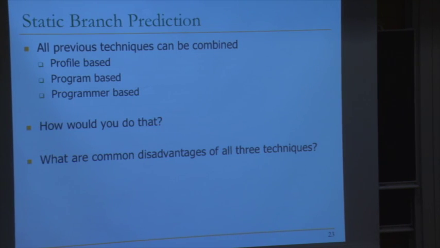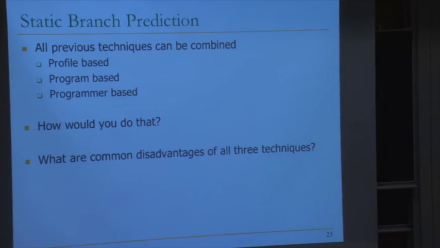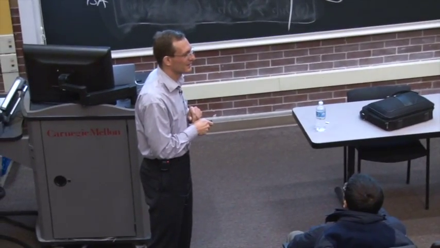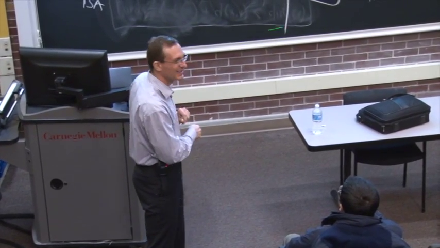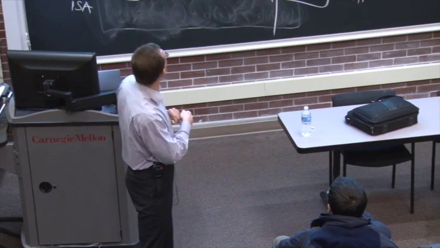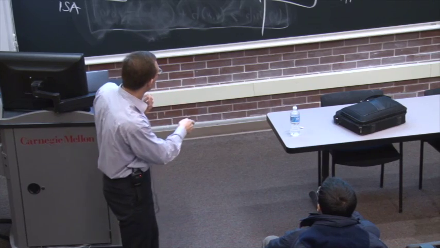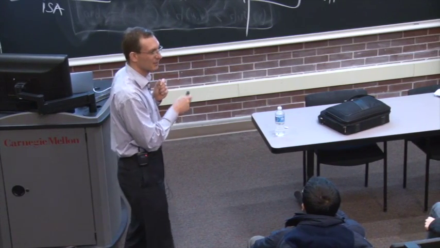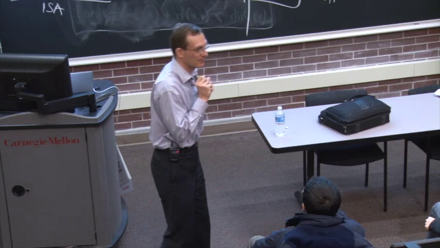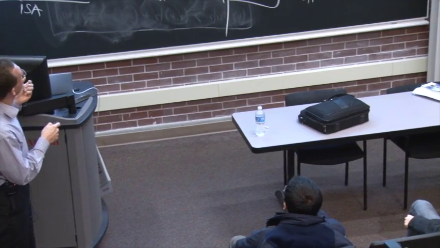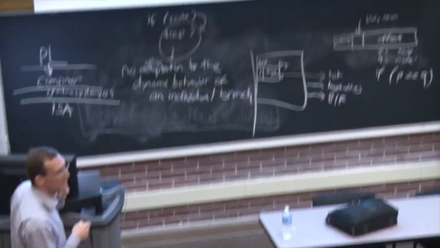Yes. One last question. What are the common disadvantages of all 3 techniques other than providing ISA support? I think it's on the board, actually. Right. None of these techniques can enable adaptation to the dynamic behavior of an individual branch. Because of this, you have a single bit per static branch. You don't distinguish between dynamic instances. Basically, it cannot adapt to dynamic changes in per-branch behavior.